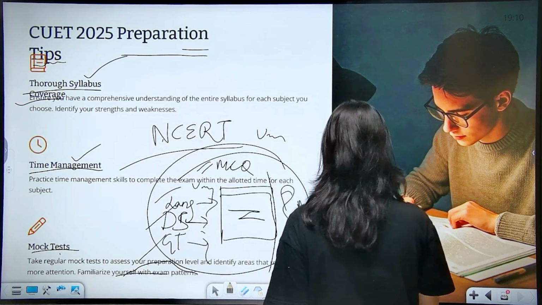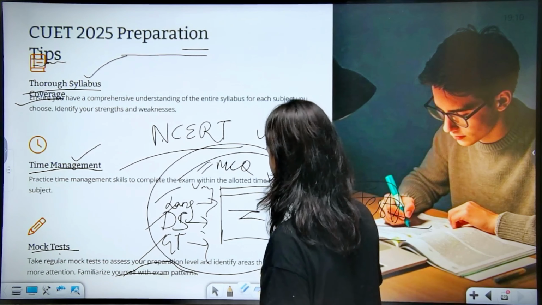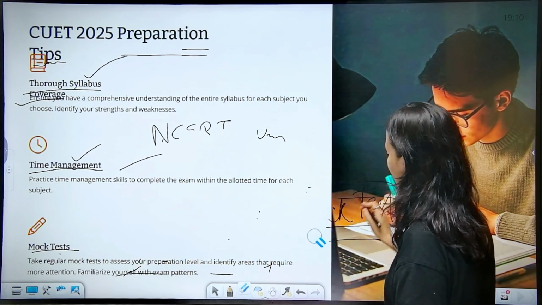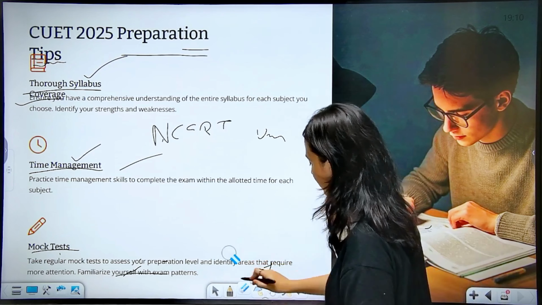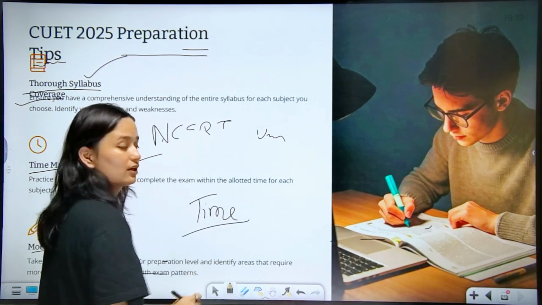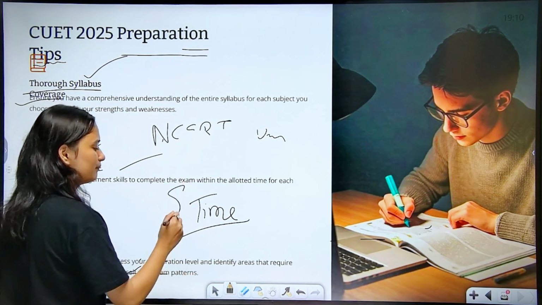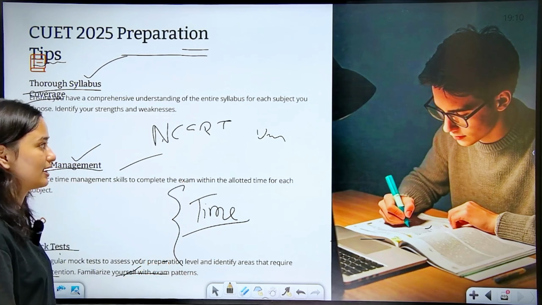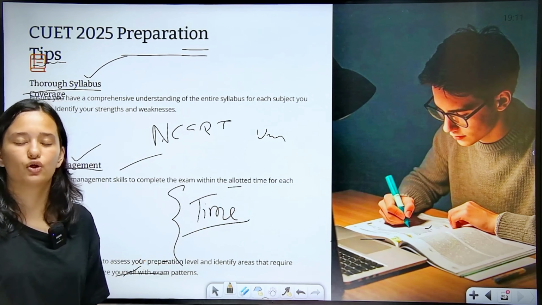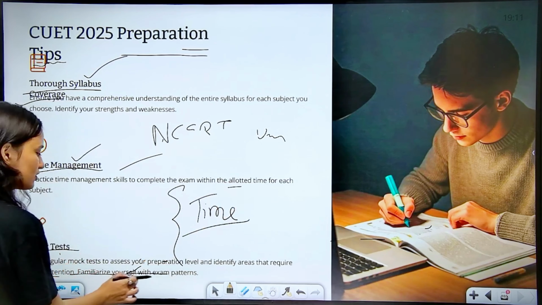Mock tests are very, very important. While doing your mock tests, it is very important that you time your work. How much time did you take to solve the entire test? If you're taking much more time than required, say it should be 45 minutes, then you must do another mock test and another mock test. Do as many mock tests as you can, so that it will help you familiarize yourself with the exam pattern.